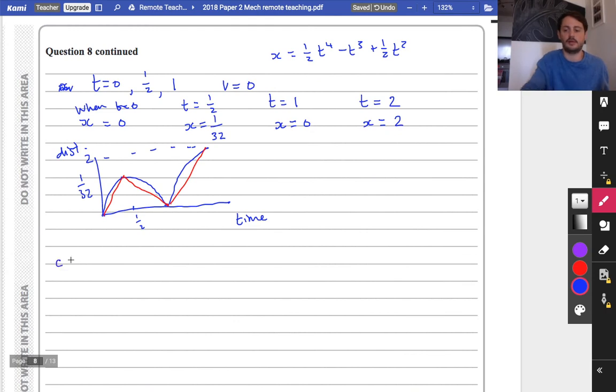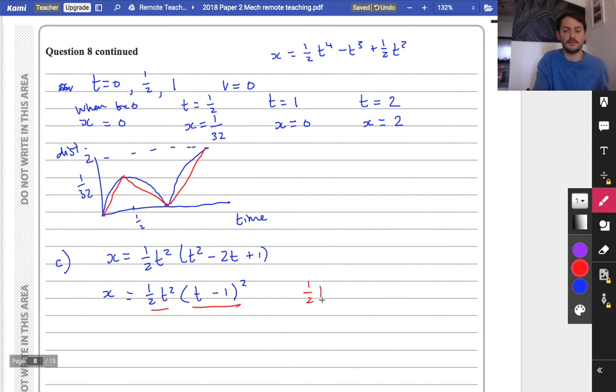Is this part C or part D? Part C. We know that x is equal to 1/2 t squared minus 2t plus 1. And I said to you, do you look at this and recognise what it might be? Hopefully you say, I can do something to this. You can actually factorise this. This factorises into this. And if you look at this, we have this multiplied by this.